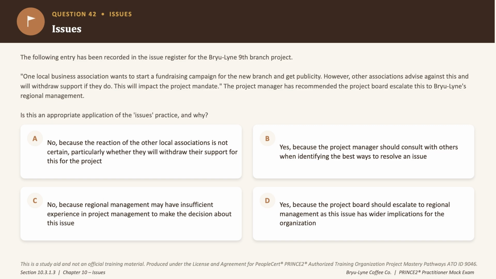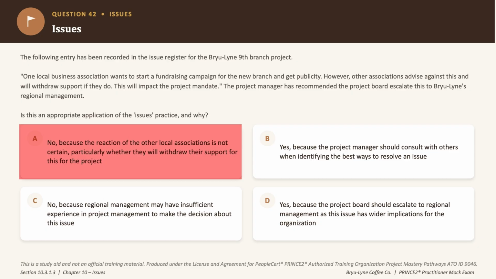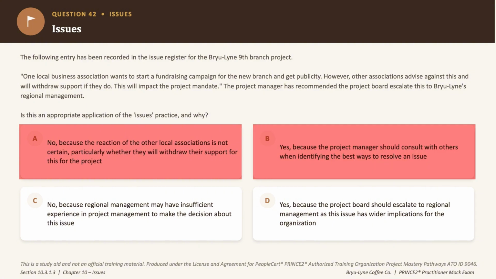Now, option A says no because the reaction of the associations is uncertain, but that's not really the test here, okay? Assessment doesn't require certainty before recommending an escalation, or even before deciding whether an escalation would be required or not. So, an incorrect answer choice. Option B says yes, simply because the project manager consulted with others. But that is really a process detail, right? Not the reason to ascertain whether an escalation was appropriate or not, okay? So, an incorrect answer choice.